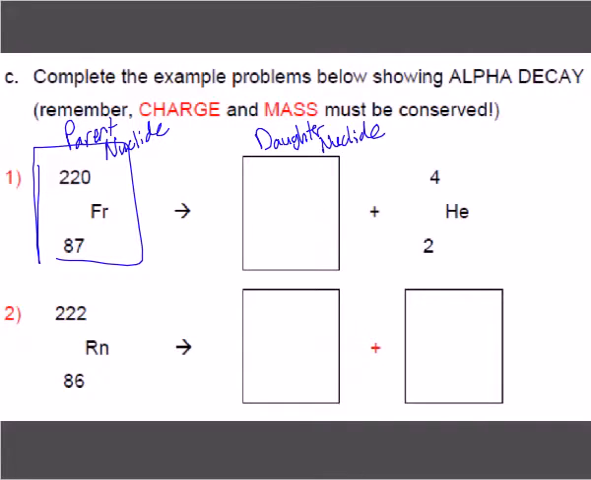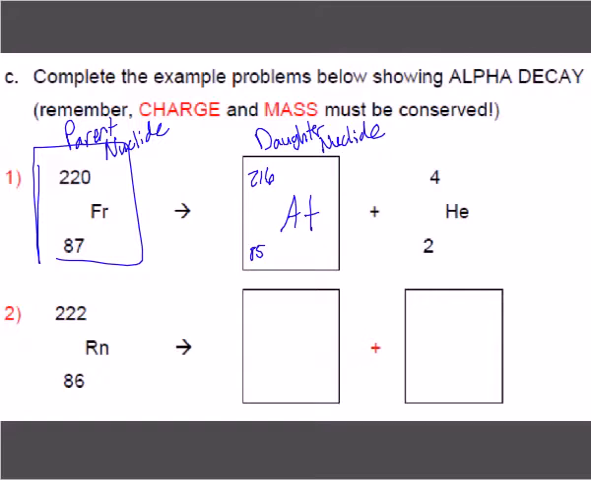So we got to figure it out. Knowing that it's alpha decay, here's our alpha particle. We know that that's being released. We got to figure out what the daughter nuclide is going to be. So do the math. What's 220 minus 4? That's our new mass. And then 87 minus 2 is, what element's 85?